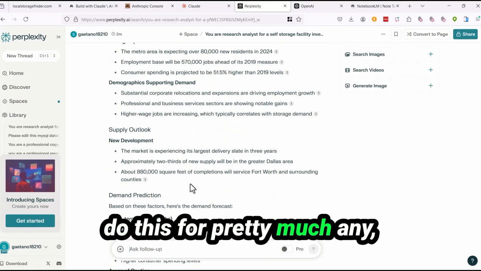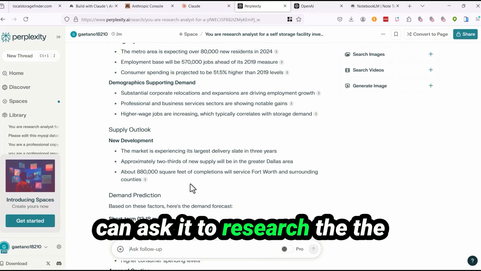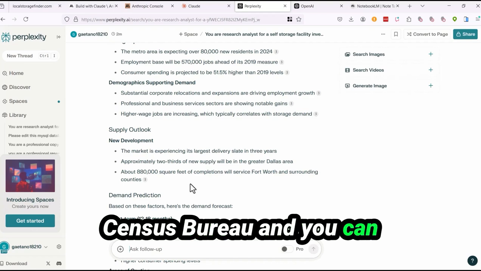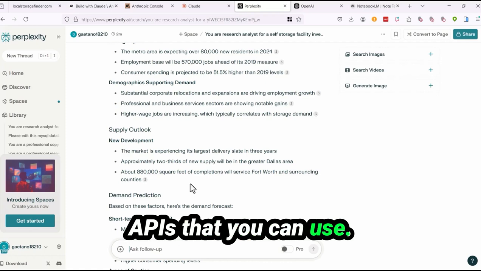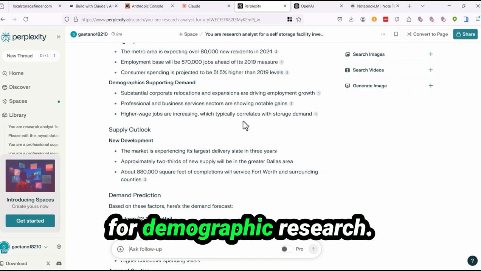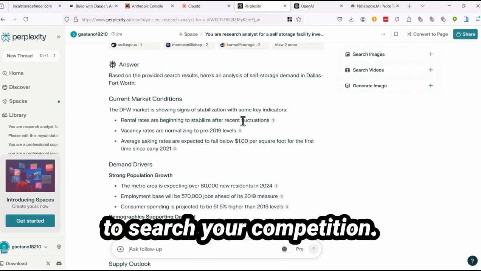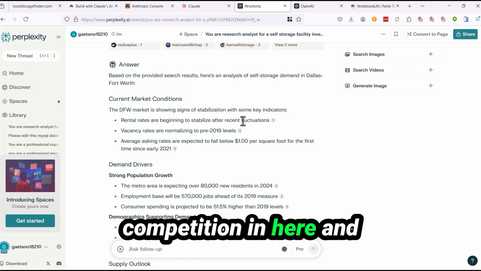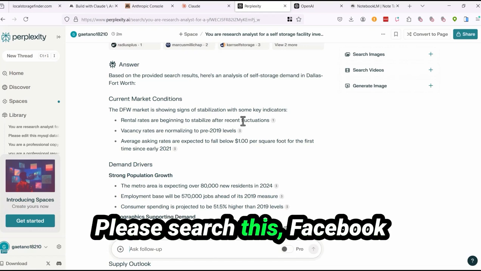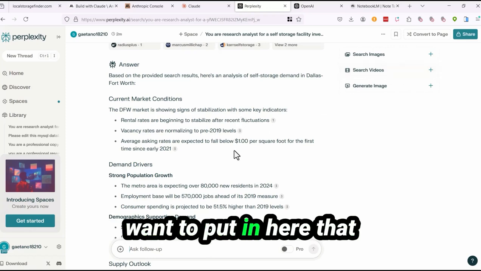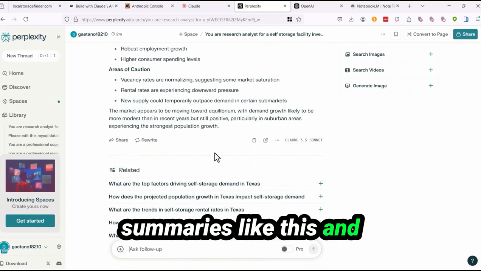And you can do this for pretty much anything, depending on the information. You can ask it to research the Census Bureau, and you can get some data from there. The census also provides APIs that you can use. I like to use Perplexity for demographic research. You can also use it to search your competition. You can put your competition in here and say, please research what specials are being offered. Please search this Facebook page, or anything you want to put in here that Perplexity has access to. It can research and give you summaries like this, and it'll give you the reasoning.